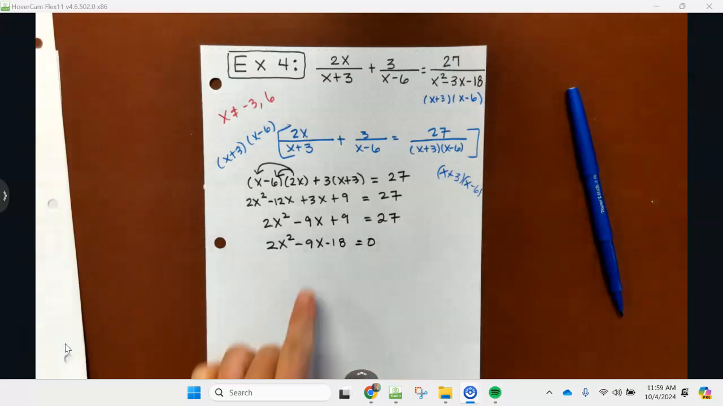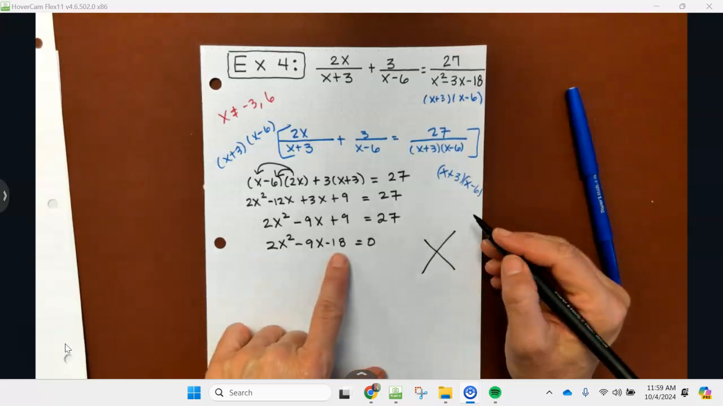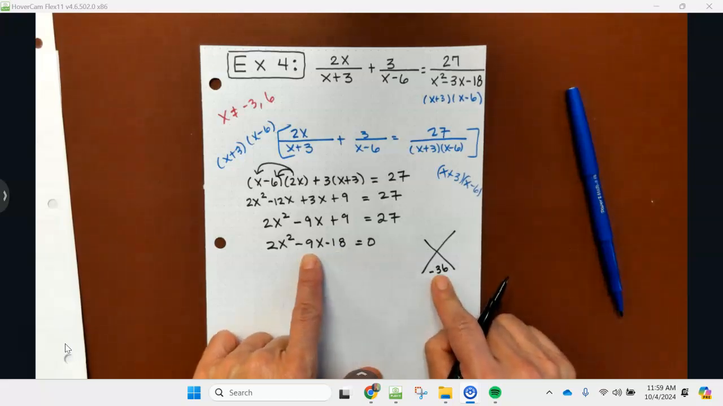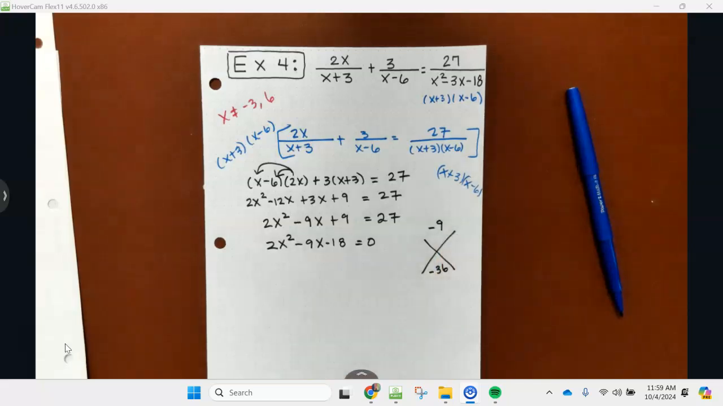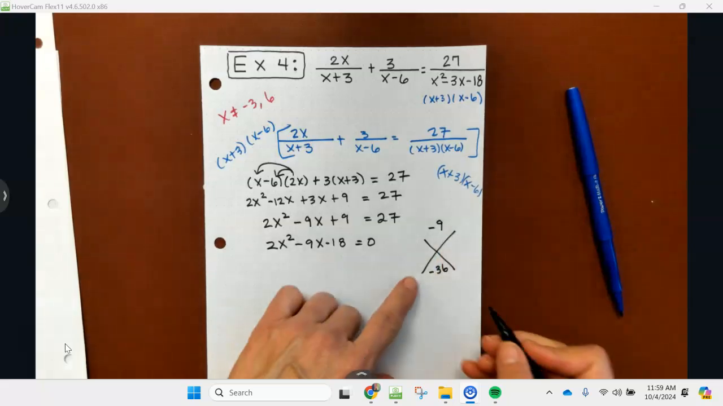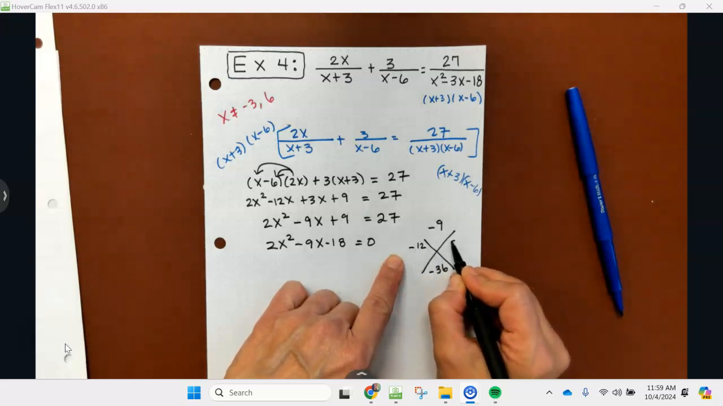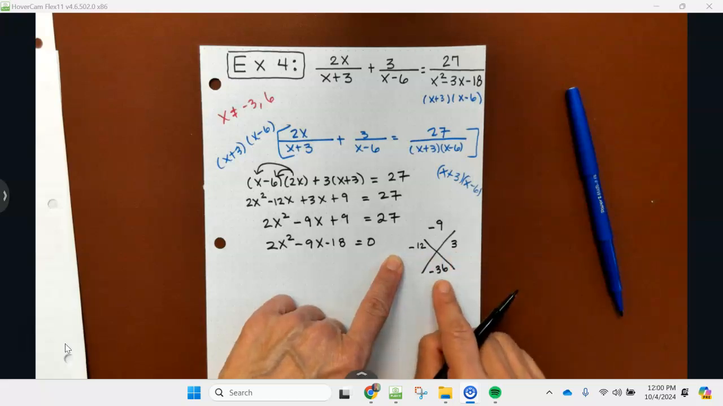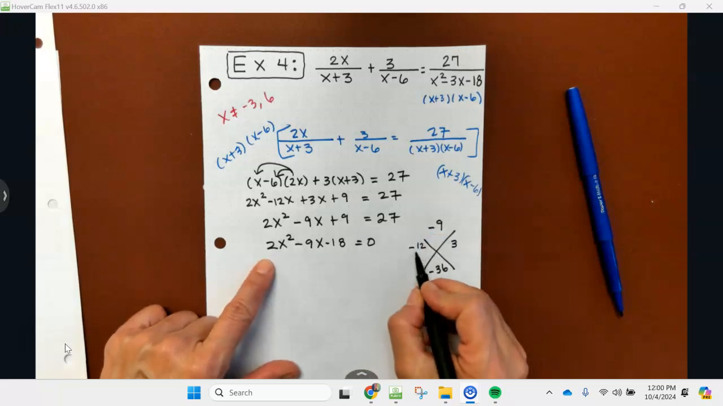Okay, here we go. So there's no GCF. 2 times negative 18 is negative 36, and we need numbers that multiply to negative 36 but add up to negative 9, and I do believe that is going to be a negative 12 and a positive 3. Negative 12 times positive 3 is negative 36. Negative 12 plus 3 is negative 9. Don't forget, we have to divide by the 2 too.